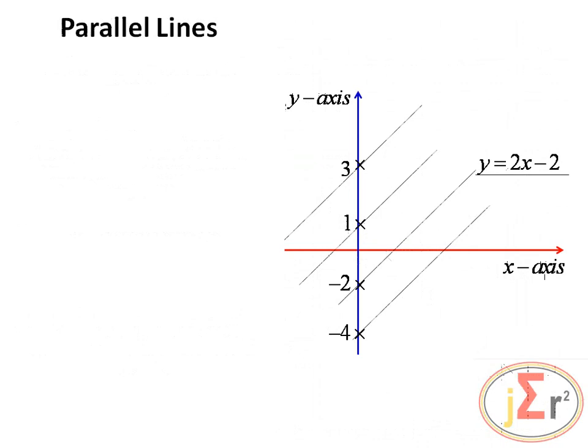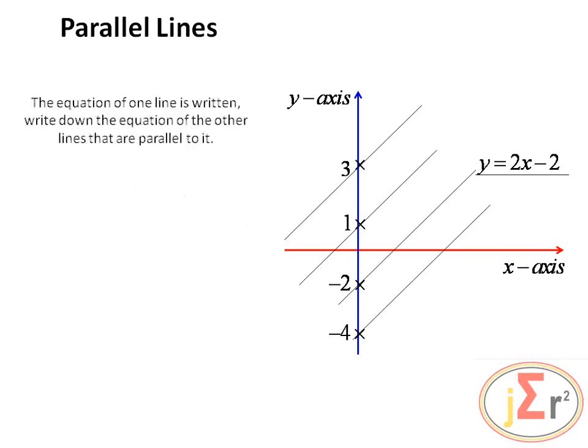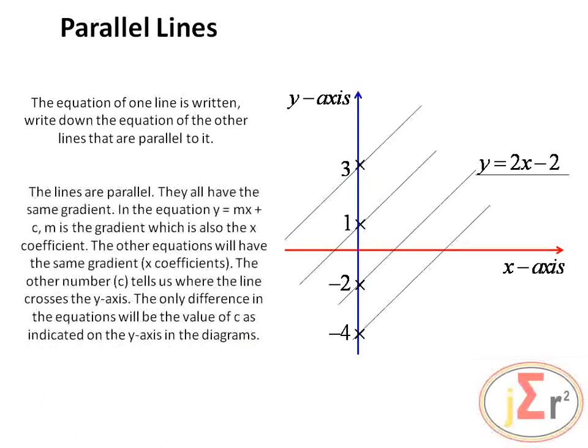Now we are going to be looking at parallel lines. We know already that parallel lines have the same gradient. And of course, in an equation of a straight line, the gradient is required and the y-intercept is also given. The equation of one line is written. Write down the equation of the other lines that are parallel to it. The lines are parallel. They all have the same gradient.